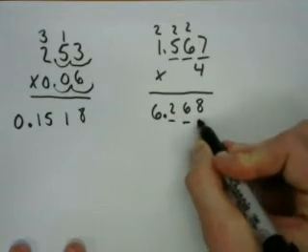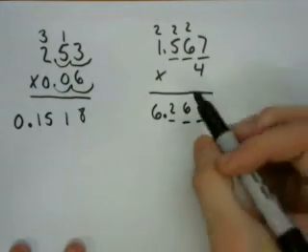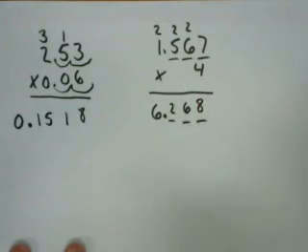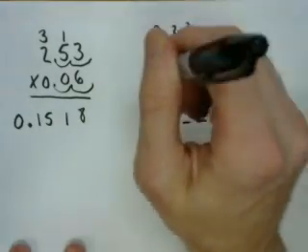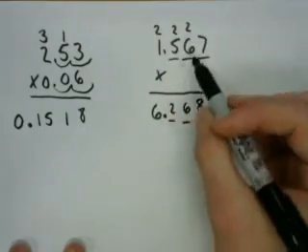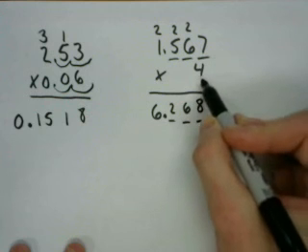And I have 1, 2, 3 decimal places here. So again, we have to match up the number of decimal places in total of the numbers being multiplied together. In this case, we had 3 from the first number and none from the second.